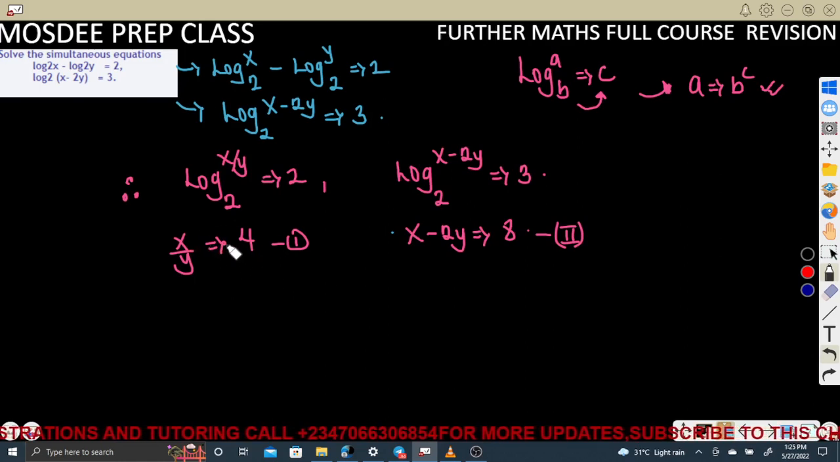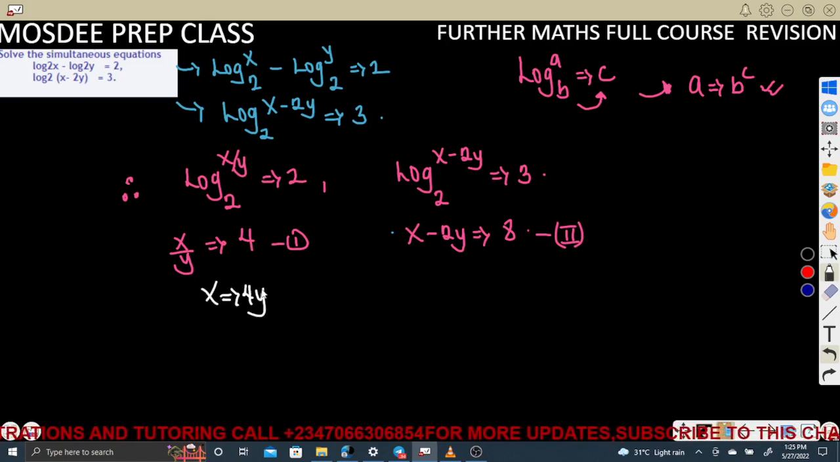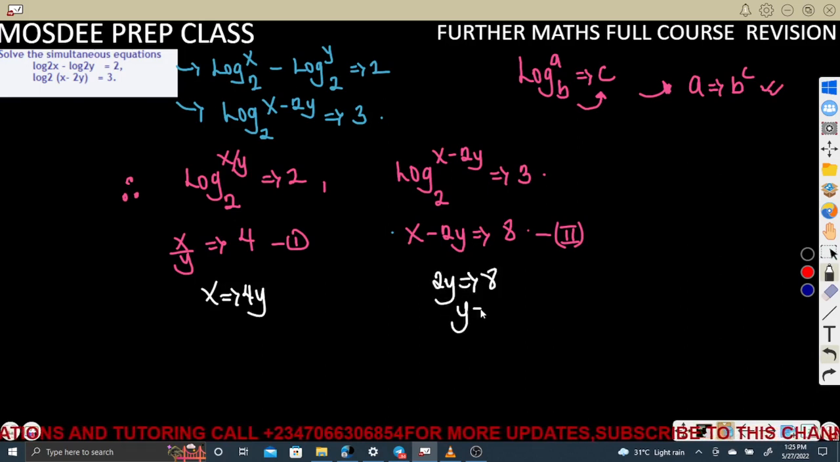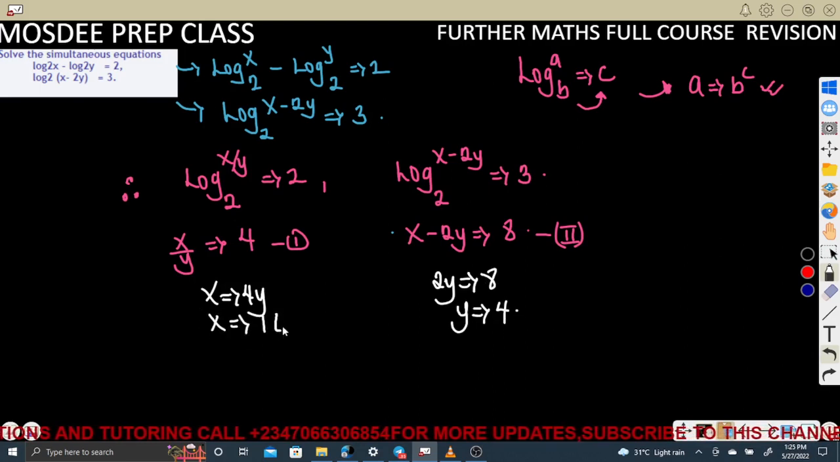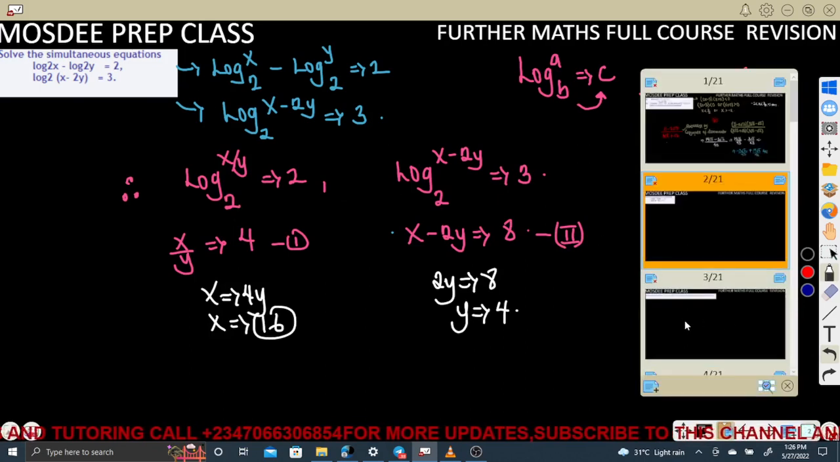So basically, this can be simplified by getting the values of x and y. You can say x equals 4y by cross multiplication. And directly you can substitute that here: 4y minus 2y, that is 2y equals 8. So y equals 4. Then x equals 4 times 4, that is 16. So please, teachers should focus on this simple log rule, and make sure the students understand the basics of algebra for them to be able to solve questions like this. So we move to the third one.